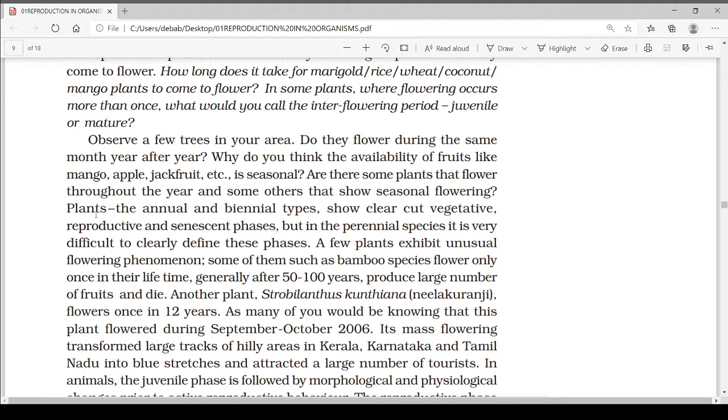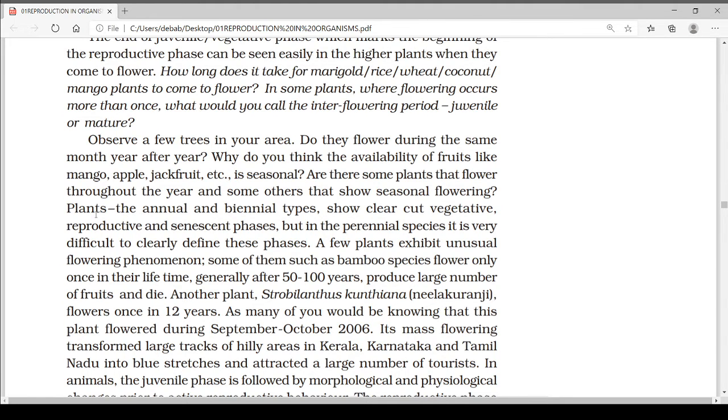Plants that are annual or biennial types show clear-cut vegetative, reproductive, and senescent phases. The senescent phase is the last phase. But in perennial species, it is very difficult to clearly define these phases. A few plants exhibit unusual flowering phenomena. Some of them, such as bamboo species, flower once in their lifetime, generally after 50 to 100 years, produce a large number of fruits and die.